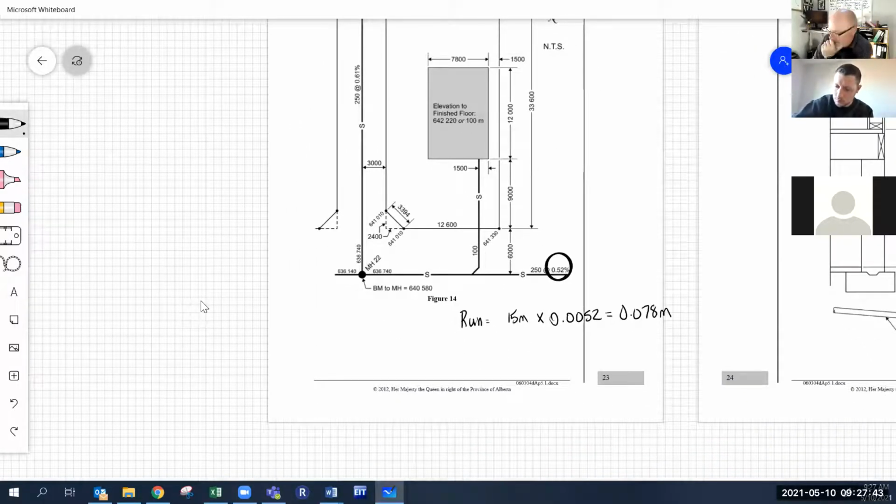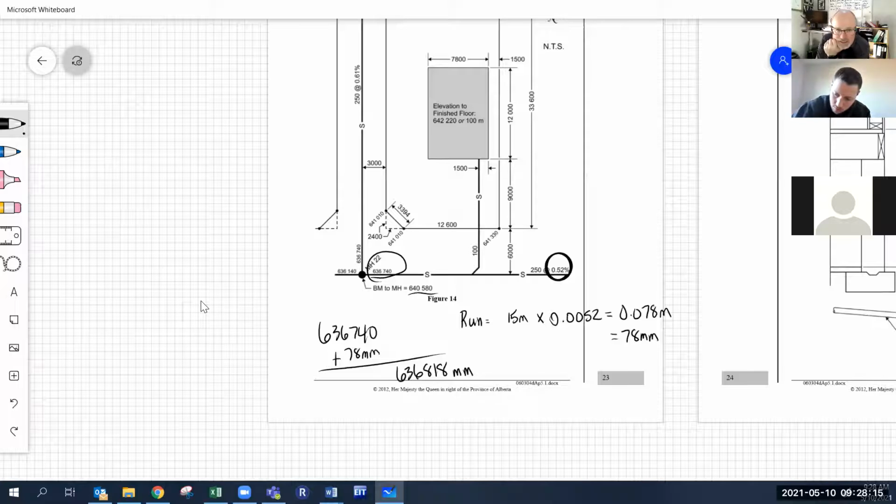So I can convert that to millimeters, which is equal to 78 millimeters. So my benchmark or my invert is 636,740, and I simply add 78 millimeters to that to get me 636,818 millimeters is the invert elevation here.